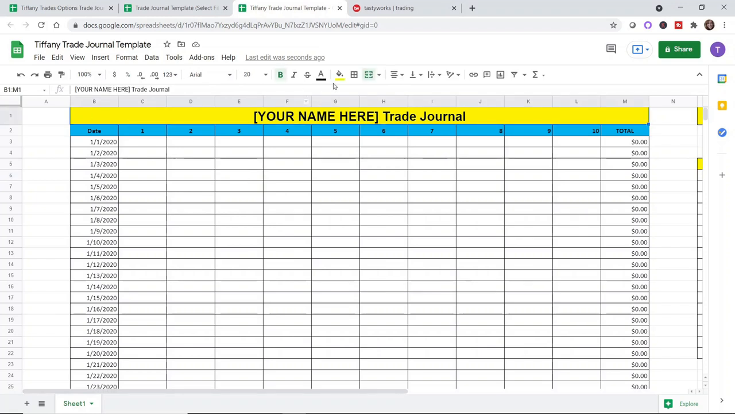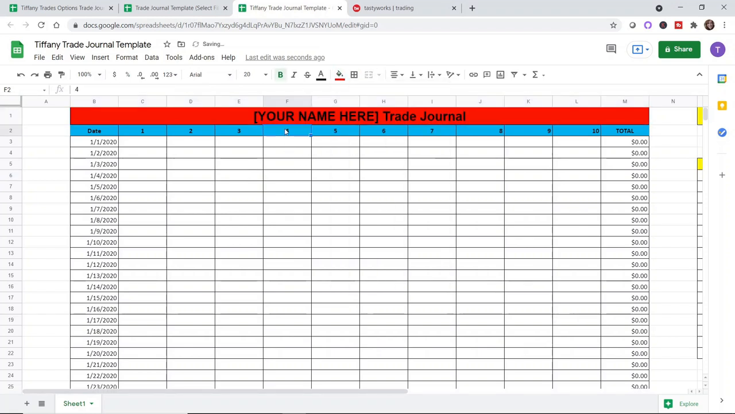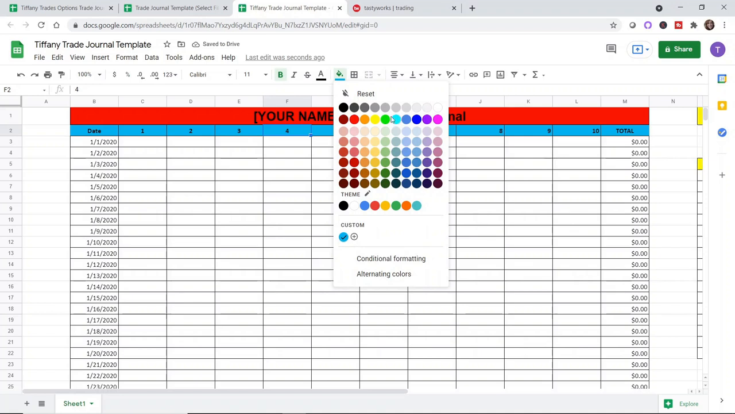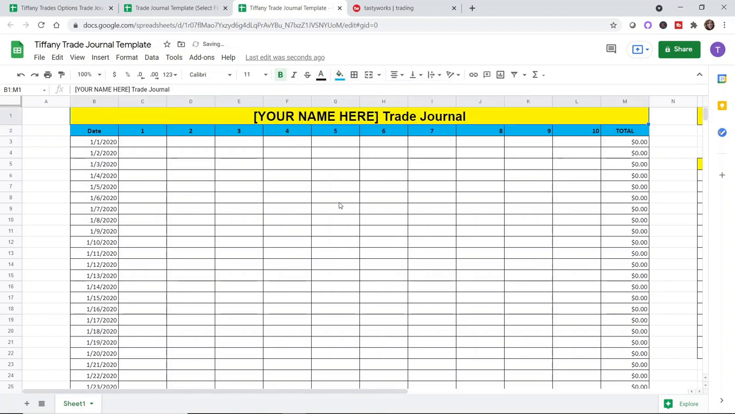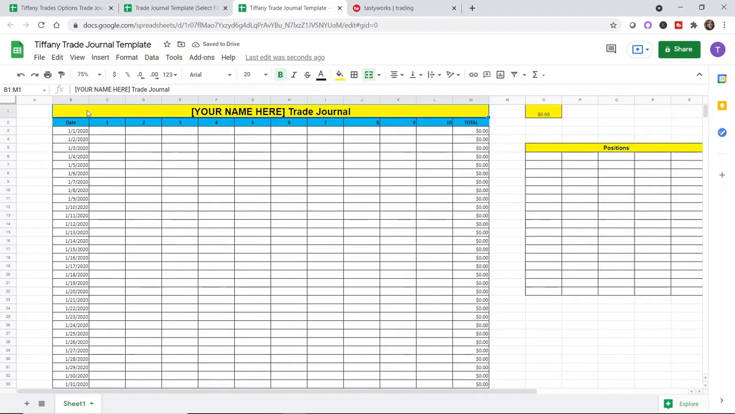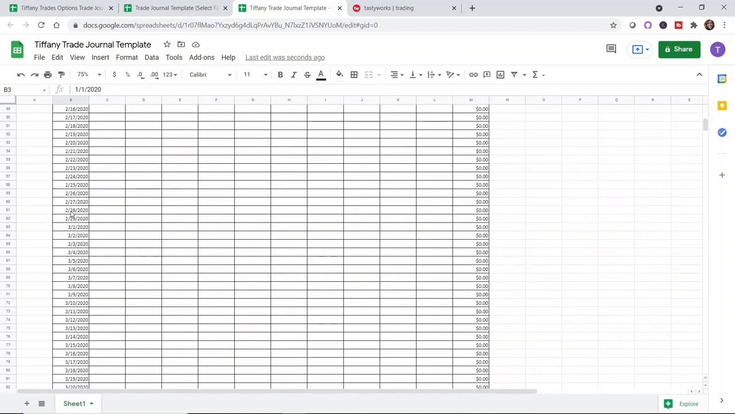You can change the colors if you don't like yellow and change it to red. If you don't like blue, change it to green. Whatever you want to do, it doesn't really matter. But this is a template that you get to manipulate and decide how you want to use it on your side. Because this is a blank template, I've kept the dates. Every single day in the year is listed here.